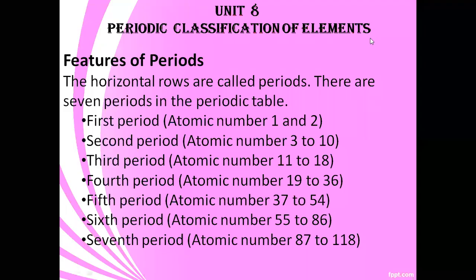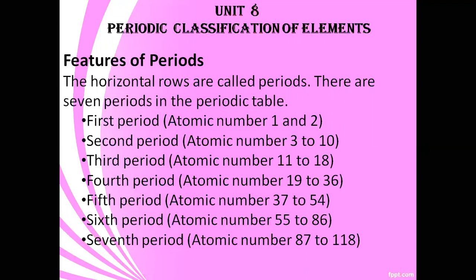In this class we discussed the features of periods. There are 7 periods: the first period, second period, third period, fourth period, fifth period, sixth period, seventh period. These horizontal rows are called periods. Next one is features of groups. The vertical columns in the modern periodic table are called groups. There are 18 groups in the modern periodic table.